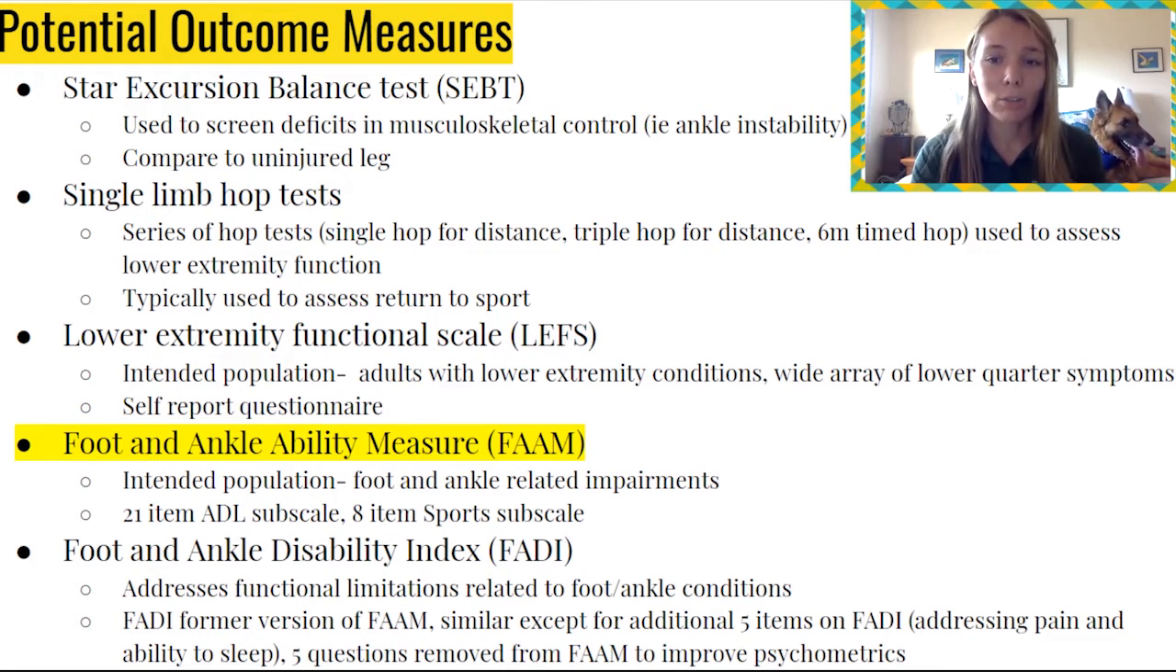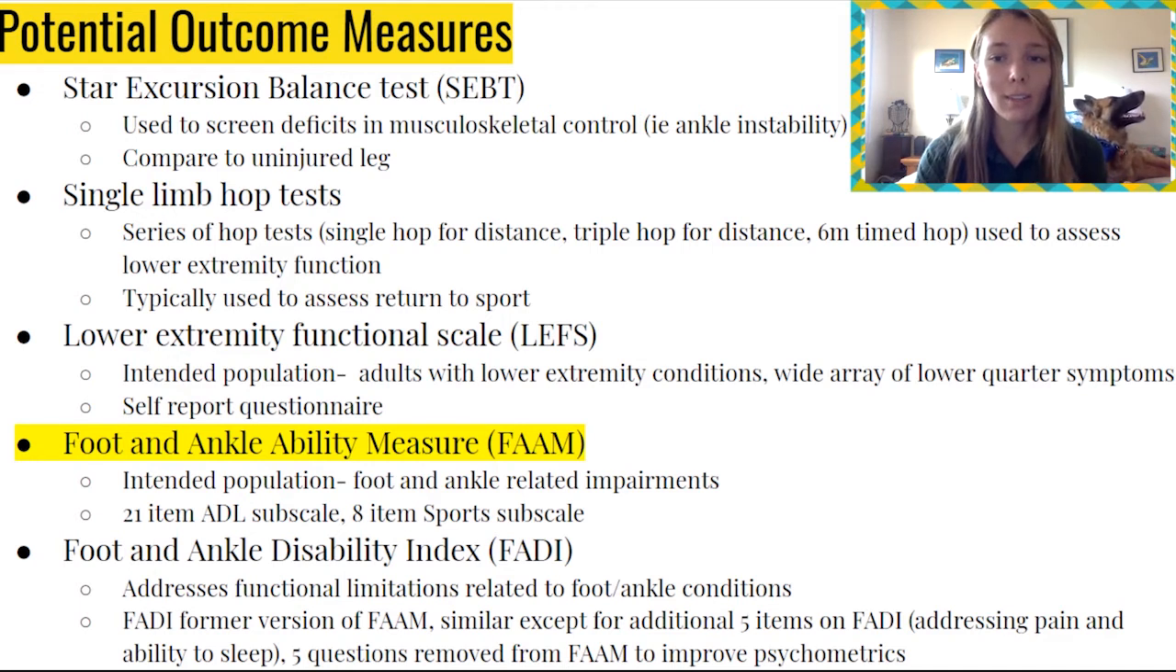The first outcome measure we looked at was the STAR Excursion Balance Test, called the SEBT. The SEBT is used to screen deficits in musculoskeletal control, such as ankle instability. The assessor then compares the results of the test to the patient's uninjured leg.